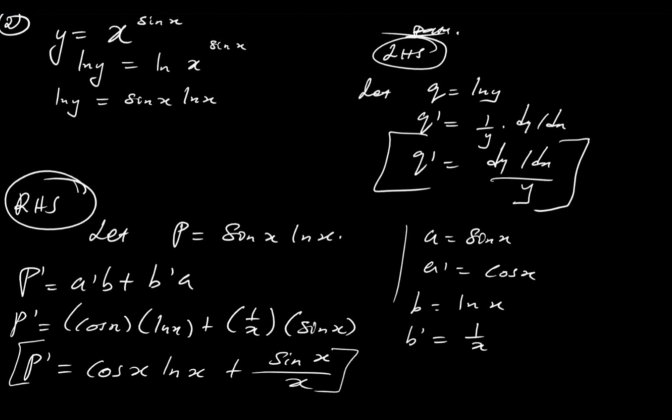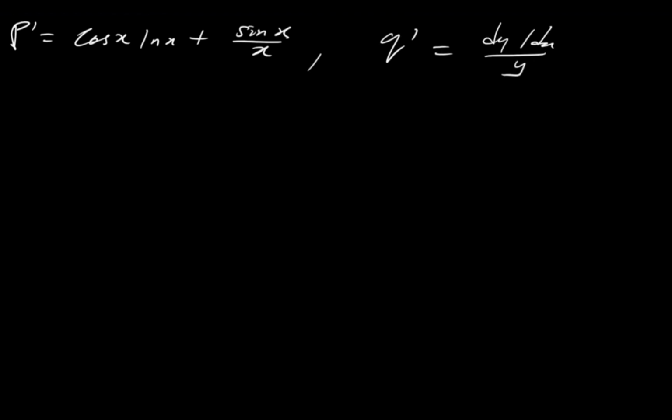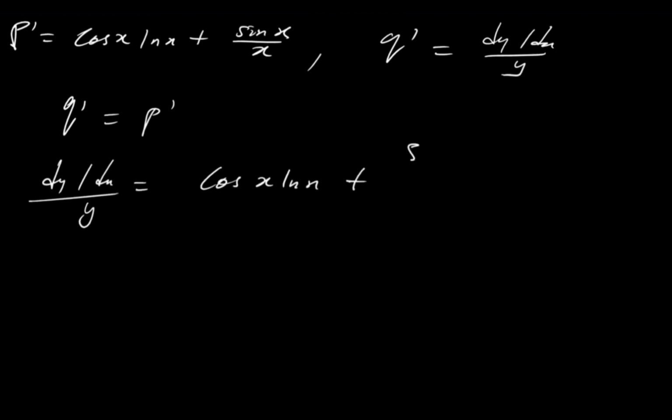Okay, so I'll just take this to another part. P prime, if you can recall from what we have, is simply cos x ln x plus sine x over x. Then q prime is just dy over dx over y. So I'll say left equal to the right. So q prime is equal to p prime. So dy over dx over y is equal to p prime, which is cos x ln x plus sine x over x. Do some cross multiplication. You get dy over dx being equal to what?